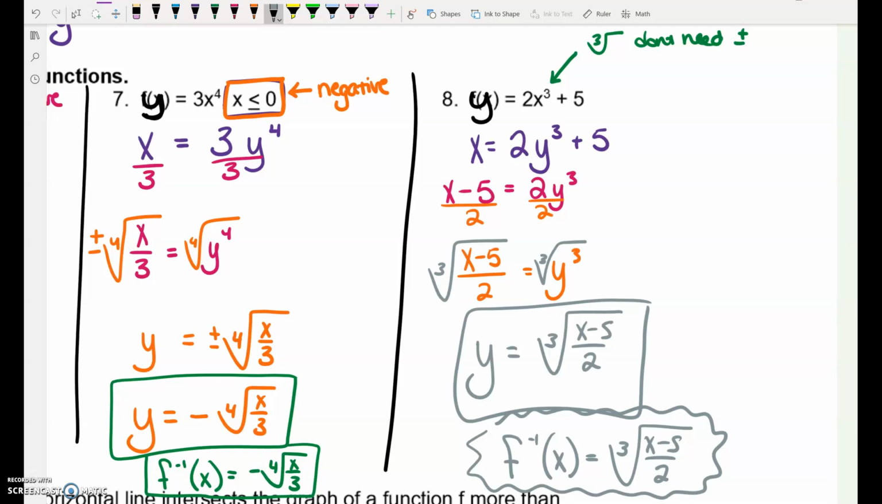Okay, I switch x and y. I subtract 5 on both sides. When I get to this step and I'm dividing both sides by 2, you could divide everything by 2. You could just put the entire left side over 2. Because I know that my next step after that is going to be taking the cube root, I'm just going to put the whole thing over 2 and leave it nice and compact like that, so I don't have to worry about a whole bunch of extra stuff. So y equals the 3rd root of x minus 5 over 2, or if we want to write it in function notation, f inverse of x is the 3rd root of x minus 5 over 2.